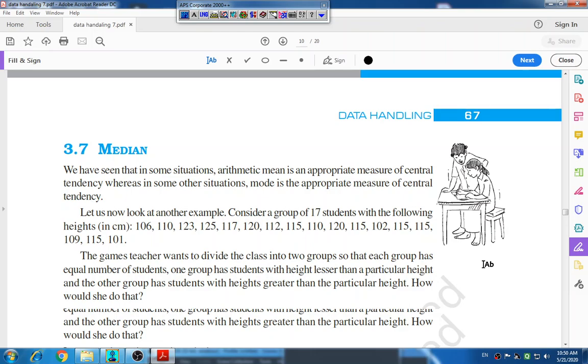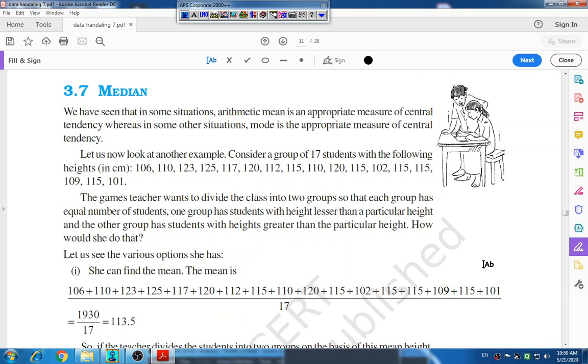What is the appropriate measure of the following heights: 117, 120, 112, 115, 110, 120, 115, 102, 115, 115, 109, 115, 101. So many numbers are there.